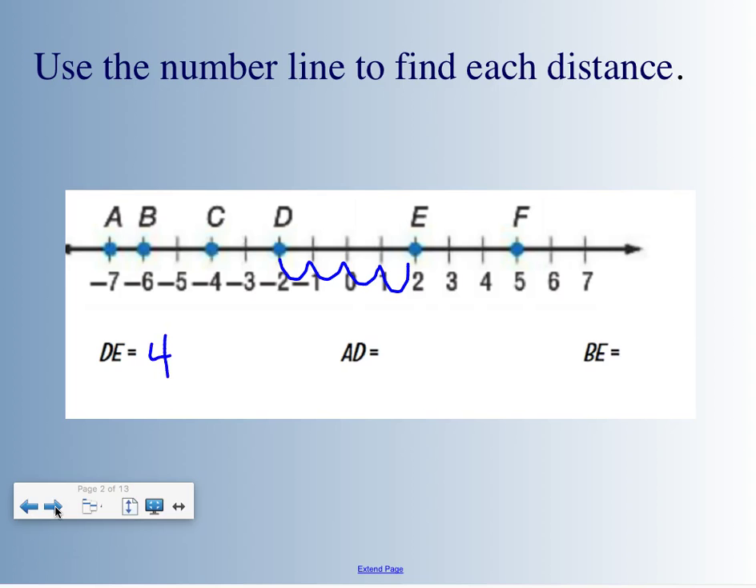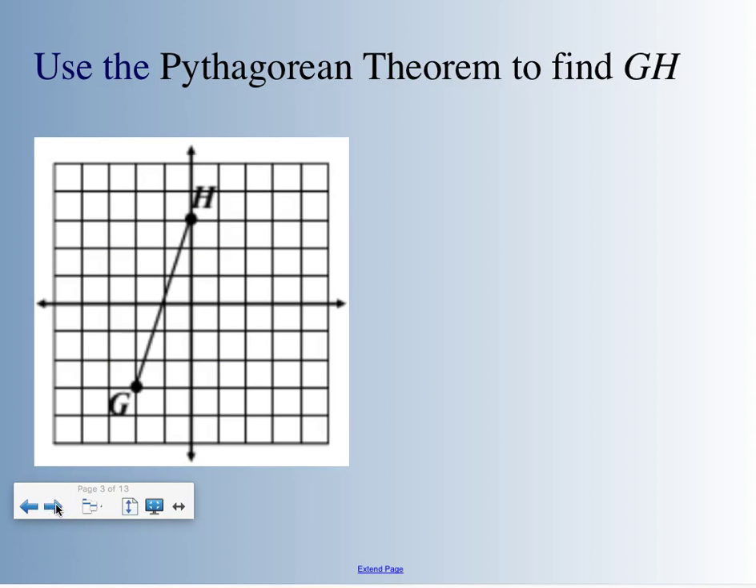What about AD? 5. BE? 8. We all agree with that? I agree. But that was pretty straightforward. It's one-dimensional, so you can just count on a number line. Well, we're going to get into two-dimensional, which is why we have a distance formula.